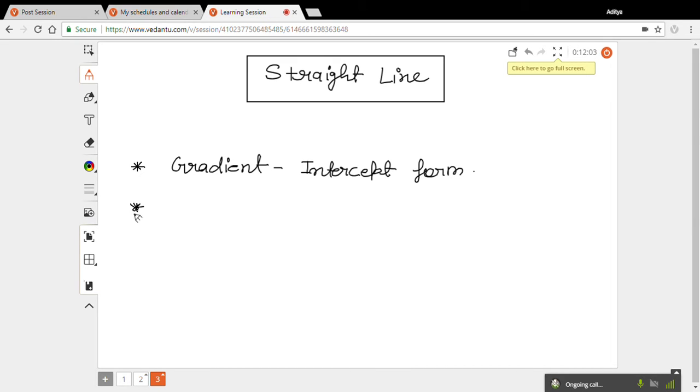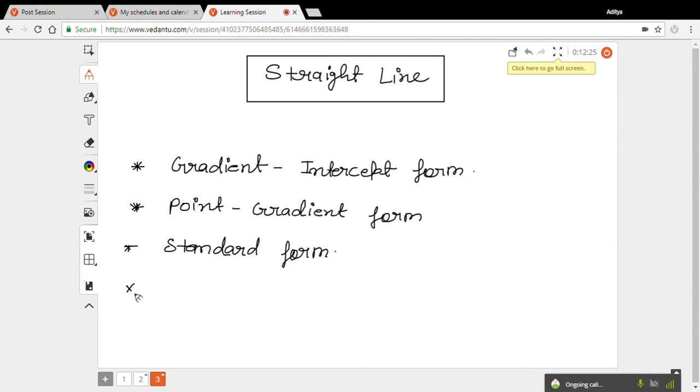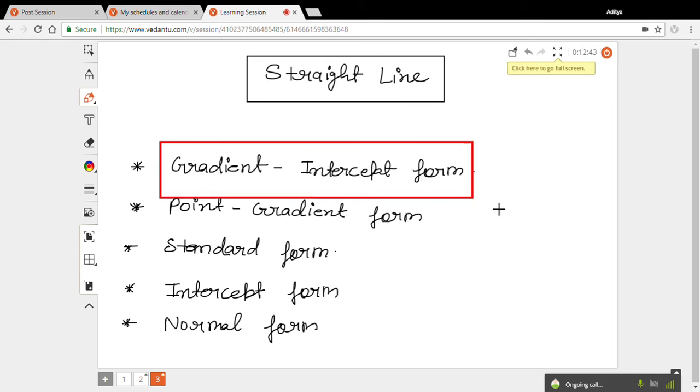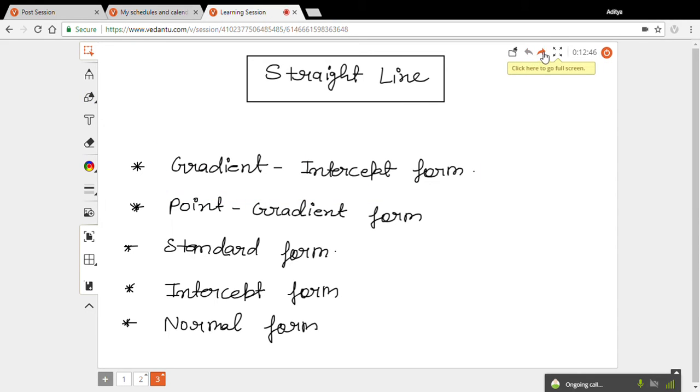Another one is called point gradient form. Or we can have the standard form. Then we have another form that's called the intercept form. Several forms are there in which you can state a line's equation. Right now, we are going to deal with the gradient intercept form. That's the first topic that we are going to discuss.